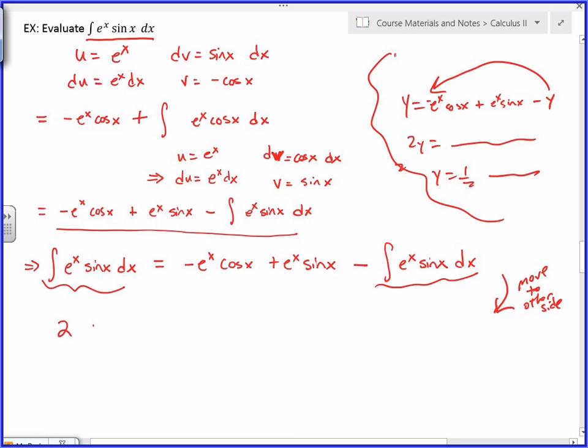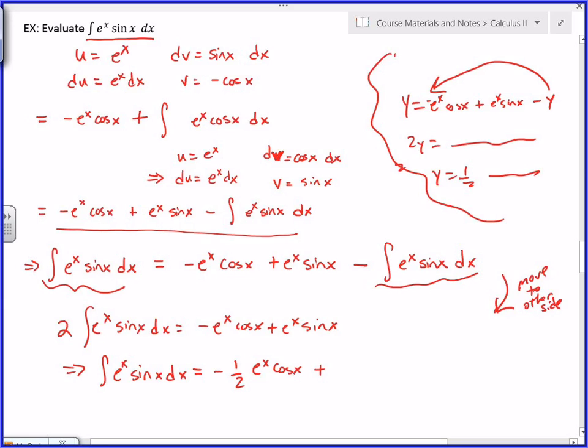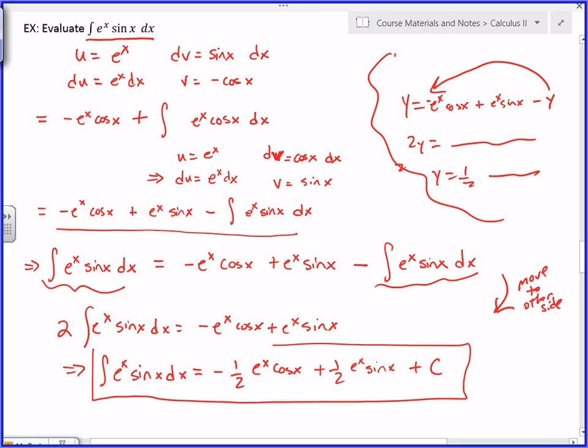And have 2 integrals of e to the x sine of x dx equals negative e to the x cosine of x plus e to the x sine of x, which then means divide the two across. The antiderivative I am looking for would be negative 1/2 e to the x cosine of x plus 1/2 e to the x sine of x. And now throw in the C for good measure, because I now have solved for that antiderivative without any integrals.